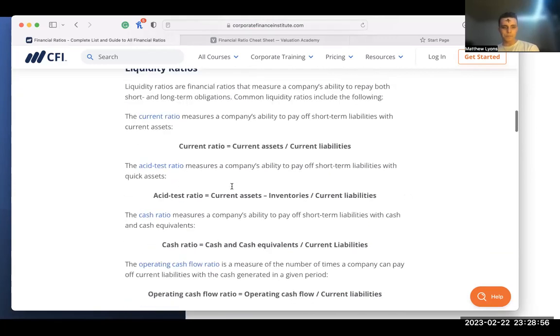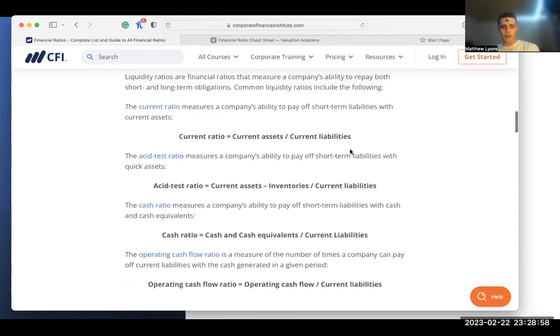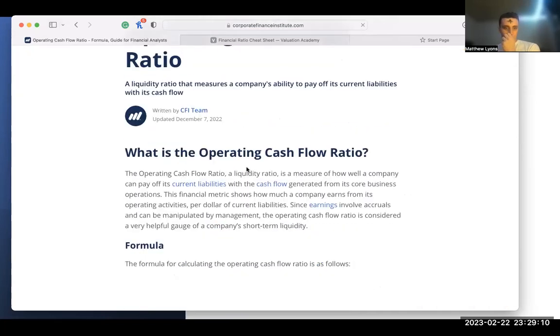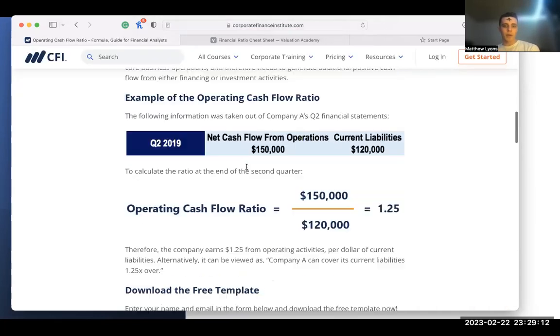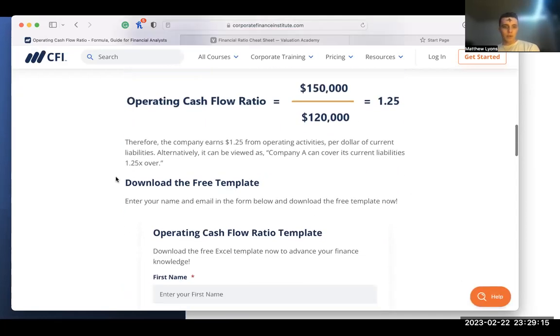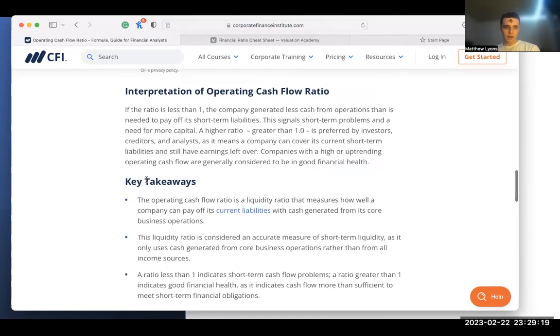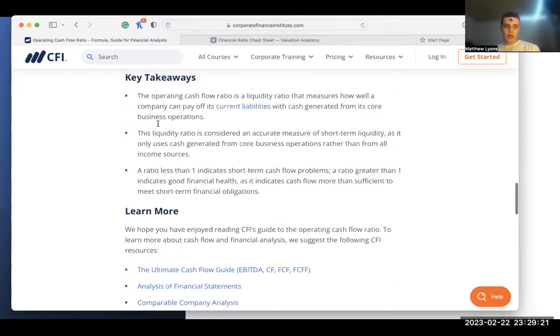And if you notice with all the liquidity ratios that they're showing us, again, the denominator does not change. Like if you're curious, what is operating cash flow ratio? Here's a nice little description on that too. And you can even go further. Let's click on this and they give you a nice write-up. They give you some examples. They go on to talk about interpretations, takeaways.